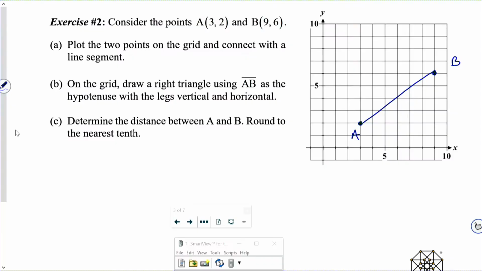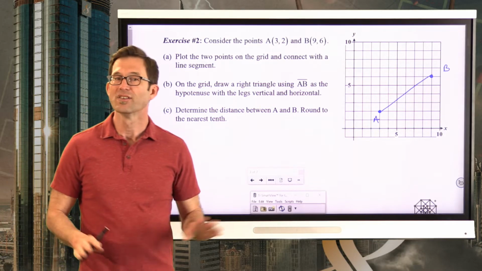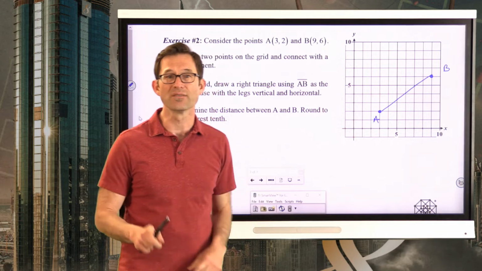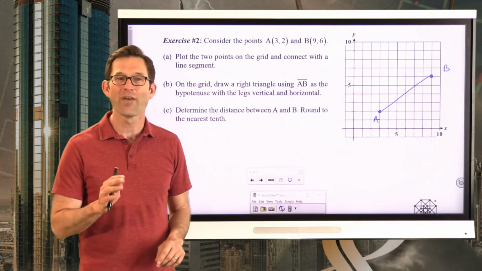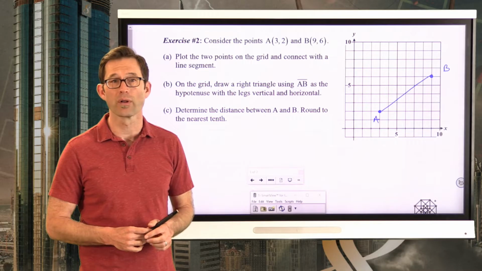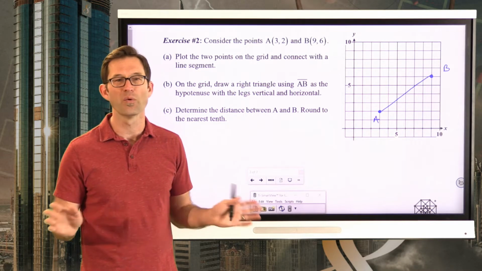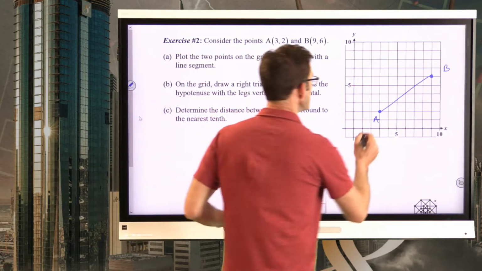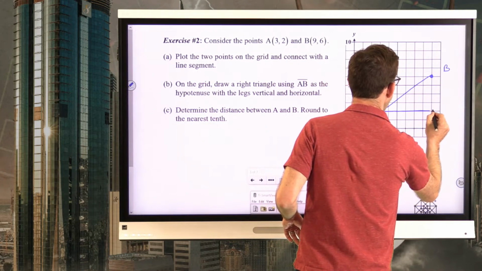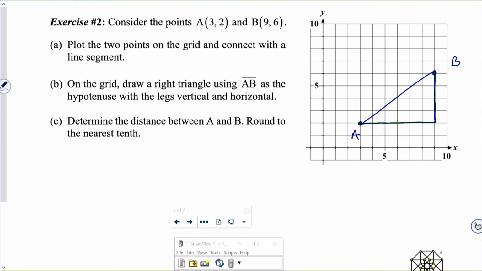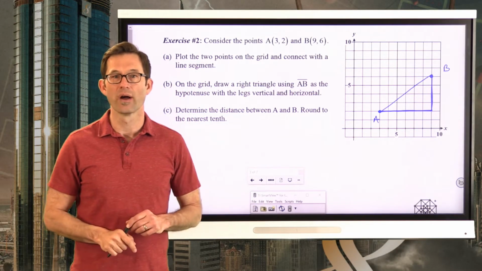Letter B. On the grid, draw a right triangle using AB as the hypotenuse with the legs vertical and horizontal. All right, so this is my hypotenuse, and spoiler alert, it always will be. In fact, one of the nice things about finding distance in the coordinate plane using the Pythagorean theorem is we will always be solving for the hypotenuse. We'll always be solving for C, because when I draw in my right triangle, the legs will be these horizontal and vertical line segments, right?